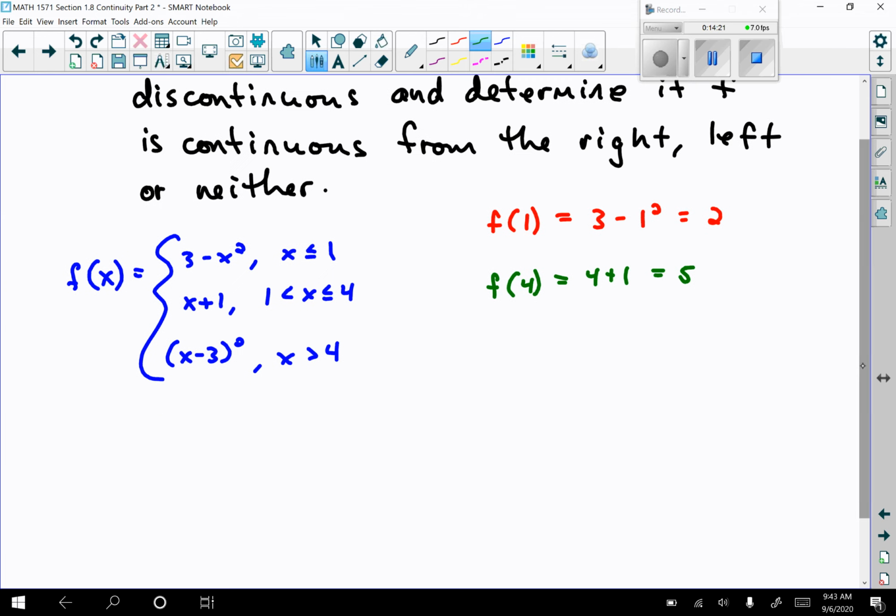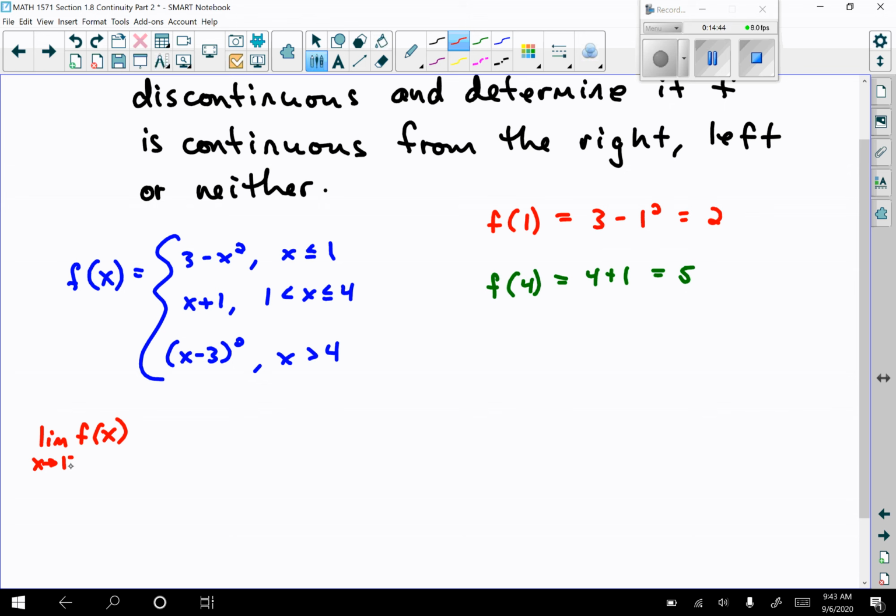Next, we need to find the limits. So we're going to take a look at the limits from the left and from the right here for 1. So first I want to show that the limit of f of x as x approaches 1, we'll do 1 from the left first, because we need to determine if the limit actually exists. So we need to find the two one-sided limits. And if it exists, is it going to equal 2?